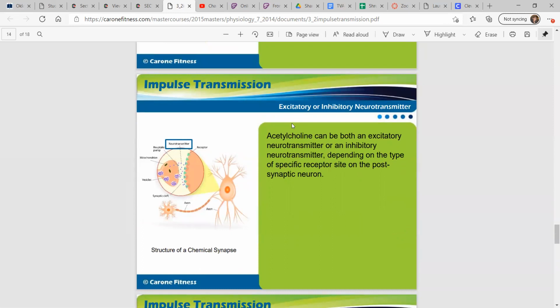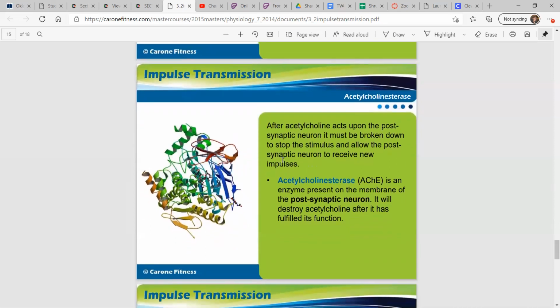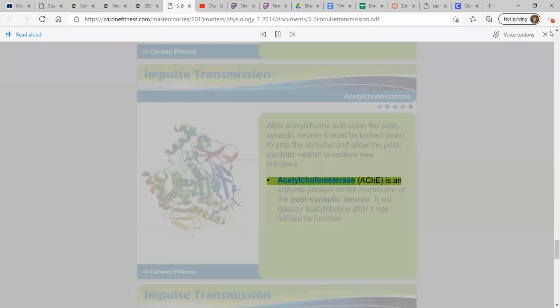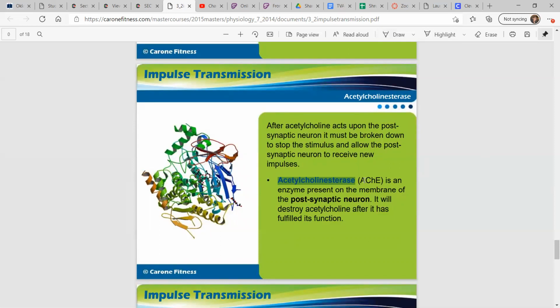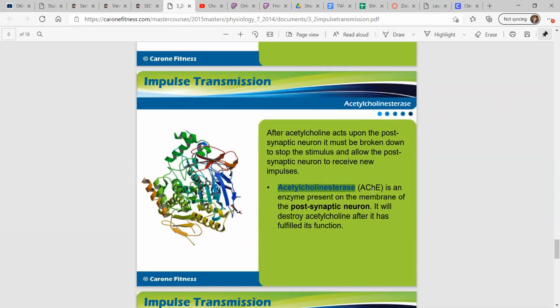Acetylcholine can be both an excitatory neurotransmitter or an inhibitory transmitter, depending on the type of specific receptor site on the postsynaptic neuron. After acetylcholine acts upon the postsynaptic neuron, it must be broken down to stop the stimulus and allow the postsynaptic neuron to receive new impulses. Acetylcholinesterase, or sometimes referred to as AChE, is an enzyme present on the membrane of the postsynaptic neuron. It will destroy acetylcholine after it has fulfilled its function.